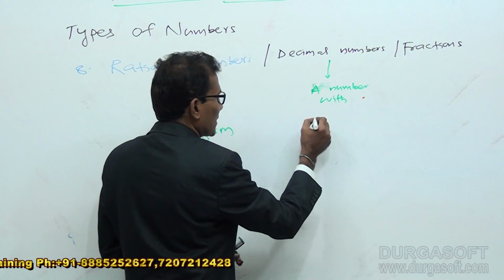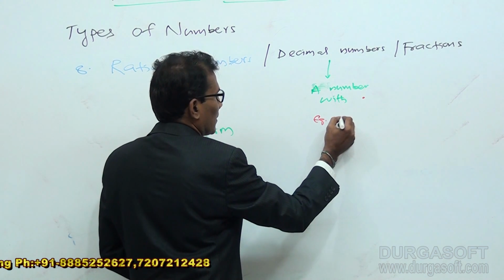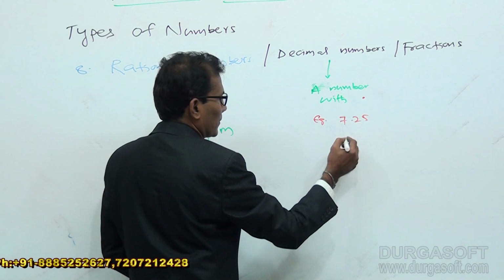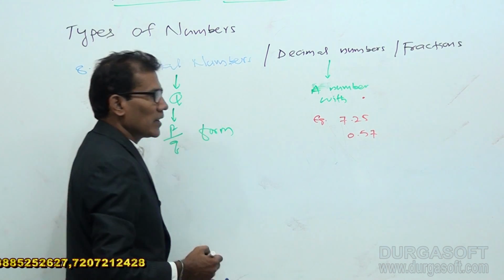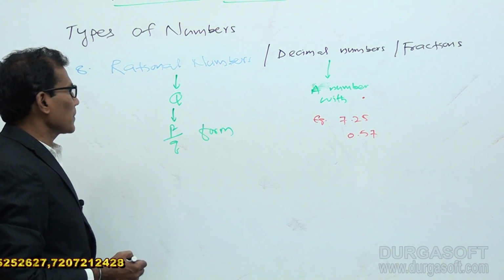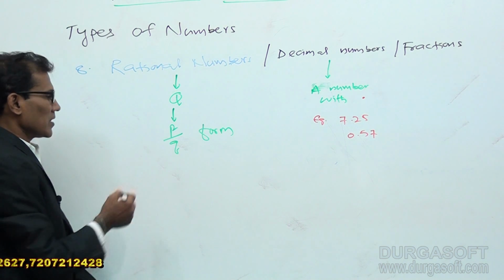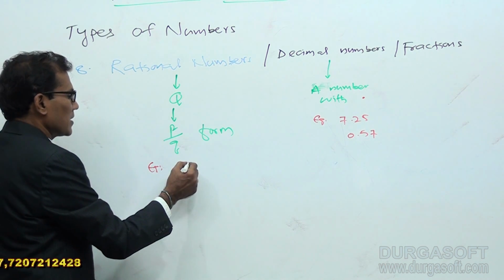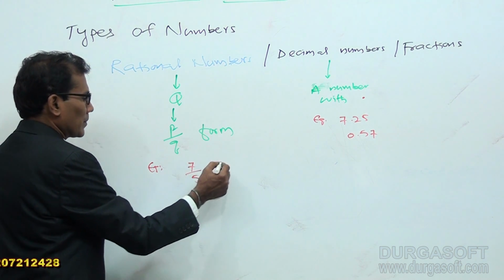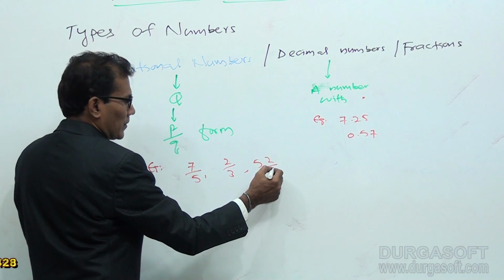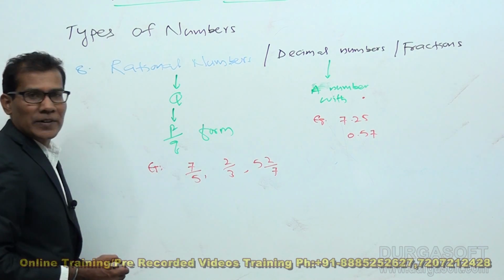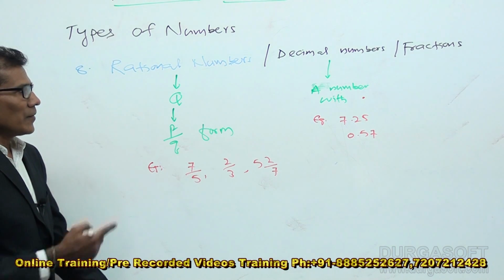With dot. See example 7.25, 0.57. A number with dot is a decimal number, and P by Q form is a rational number. The example is 7 by 5, 2 by 3, 5, 2 by 7. These are the different type of P by Q formats.